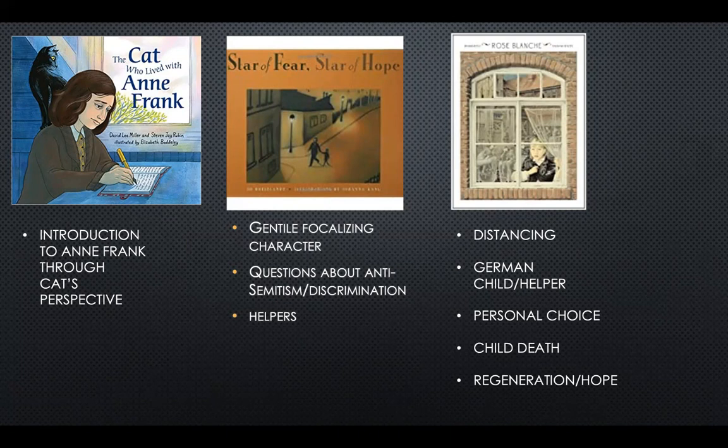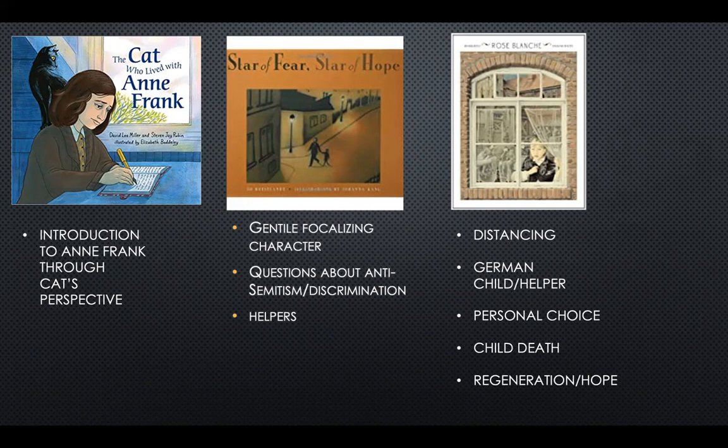Rose Blanche is one of my favorites. This little girl, so Rose Blanche is the White Rose, which is a reference to the White Rose movement, which was an underground resistance movement started by three teenagers in Germany, and they were eventually murdered by the Nazis. But they had a very active and robust underground resistance movement.